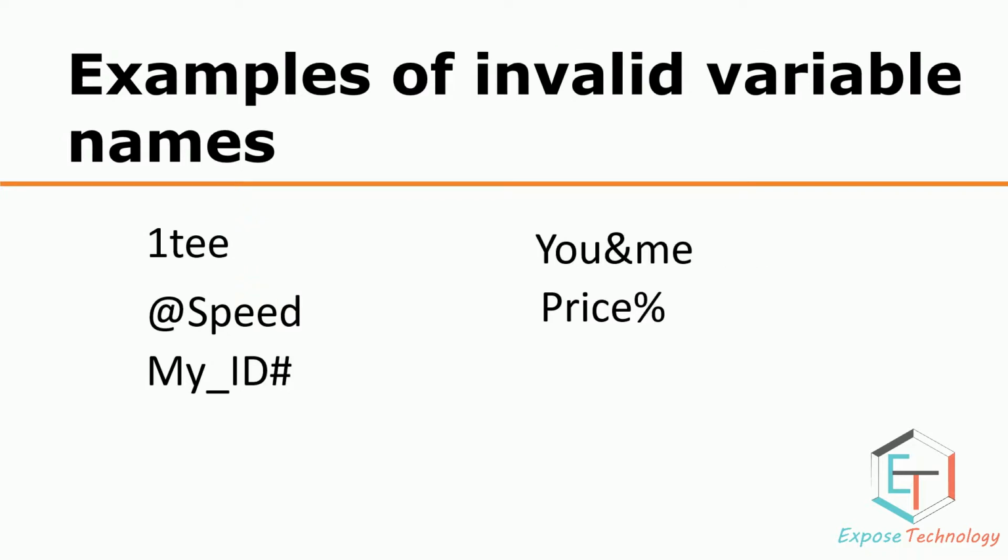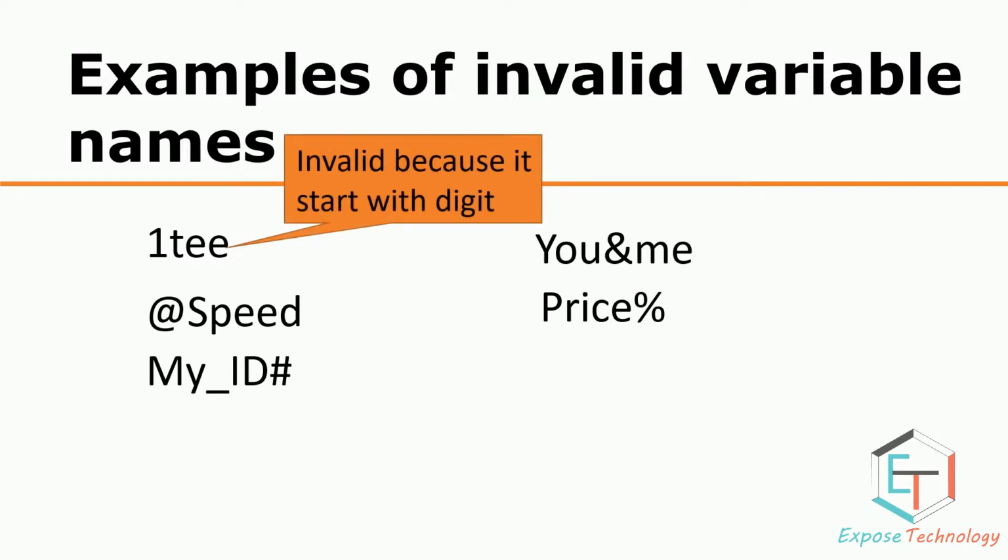There are some invalid variable names, so it is interesting to discuss the reason why they are invalid. Here 1t is an invalid variable name because it is starting with a digit. Similarly, speed, my-ID, you&me, and price$ are all invalid variable names because they contain special symbols.